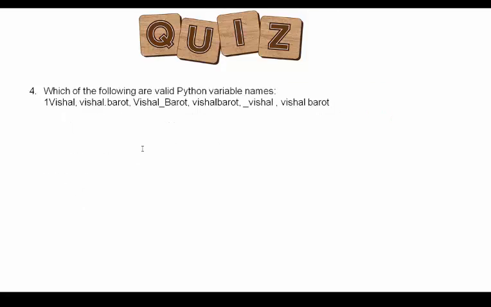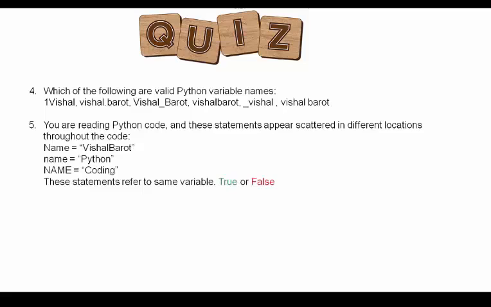The next question says, which of the following are valid Python variable names? The options are: 1Vishal, Vishal.Bharut, Vishal_Bharut, Vishal Bharut_Vishal, and Vishal Bharut with a space. You need to figure out which are the valid Python variable names. And the last one is, you are reading Python code and the statements appear scattered in different locations throughout the code: name = Vishal Bharut, name = Python, name = coding. Do these statements refer to the same variable, true or false?